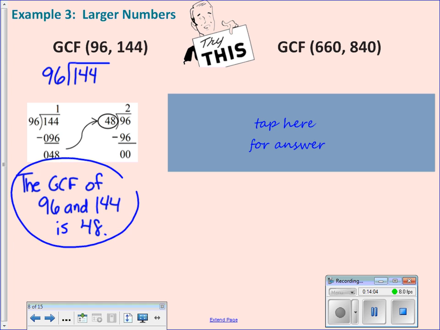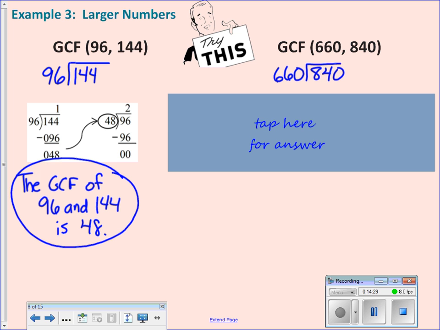Are there any questions on that one? All right, try the next one. The GCF of 660 and 840. Now, boys and girls, please stop the chatter. This may seem intimidating because it's large numbers, but 660 is actually pretty close to 840.